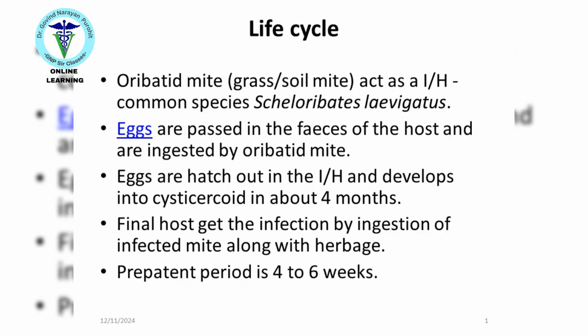Oribatid mites act as the first intermediate host for Anoplocephala perfoliata. Eggs are passed in the feces of the host and ingested by oribatid mites, where they hatch and develop into cysticercoids in about 4 months. The final host acquires infection by ingesting infected mites, with a prepatent period of 4 to 6 weeks.